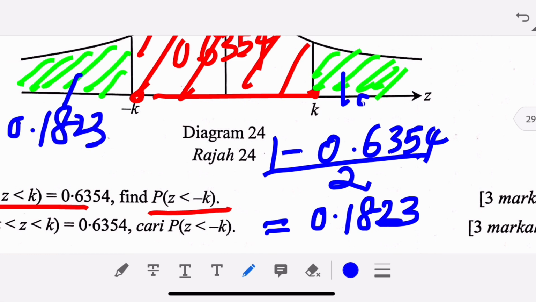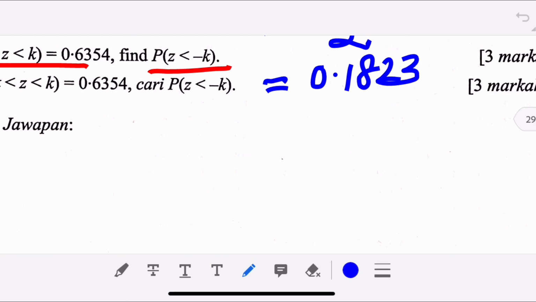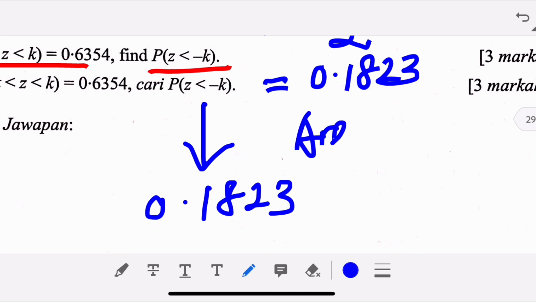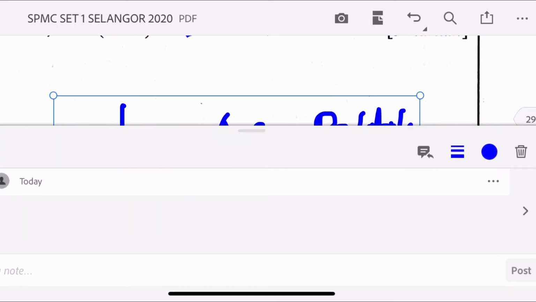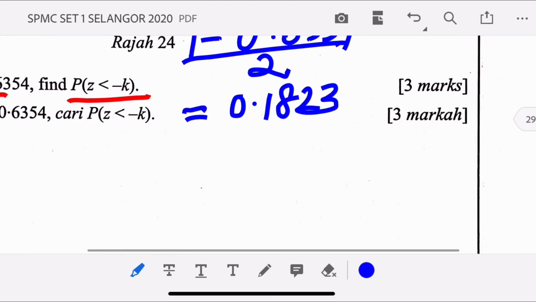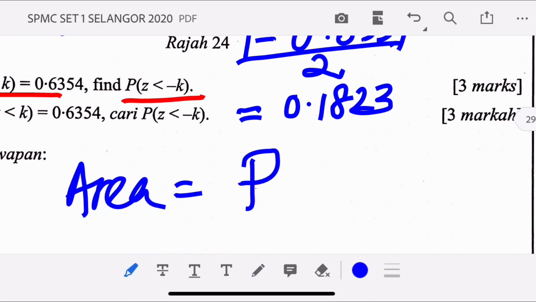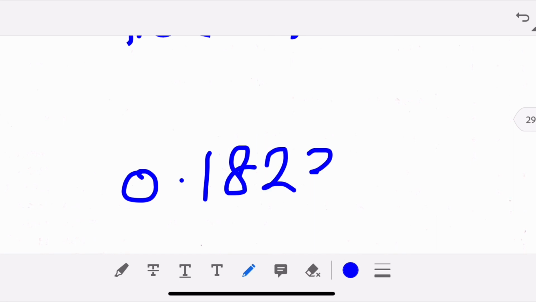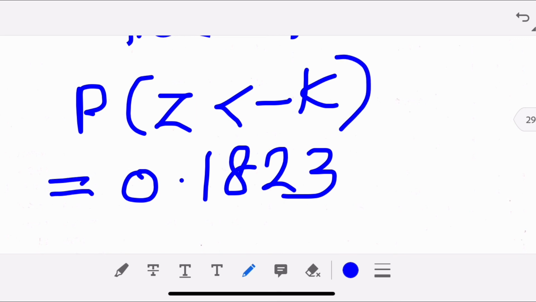This is also 0.1823. So that means the probability for z less than negative K is 0.1823. Area is equal to probability, so the answer is 0.1823 for P(z less than negative K).